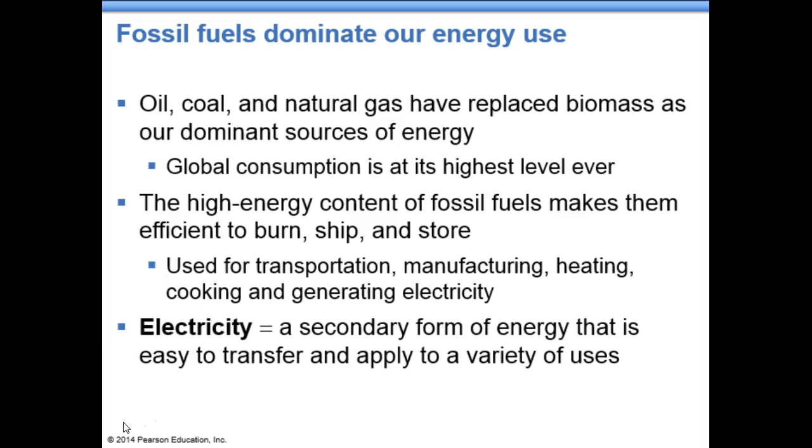Electricity is a secondary form of energy that is very convenient to transfer over long distances and apply to a variety of uses. And we can think of all the ways that it's used in our homes. Each type of fuel has its own mix of uses as well. For example, oil is used mostly for transportation, whereas coal is used mostly to generate electricity.